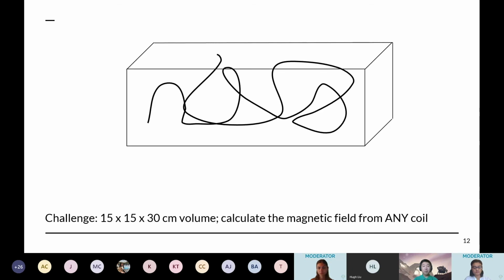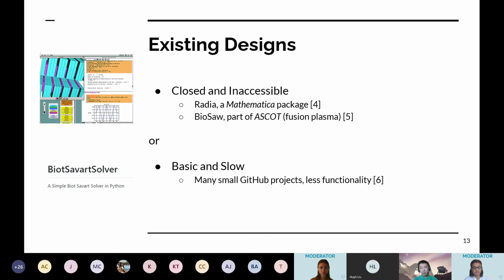And now let's talk a bit more about Biscuit. The challenge really is to, within a 15 by 15 by 30 centimeter box, the space in which we do the experiment, given any shape of coil, sort of like in this cartoon, determine the magnetic field produced by it. Well, let's find out. First, before we made Biscuit, we looked at the existing designs out in the market, and they weren't very good. So I'll tell you why.